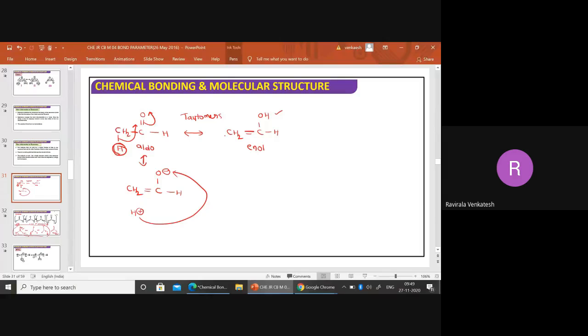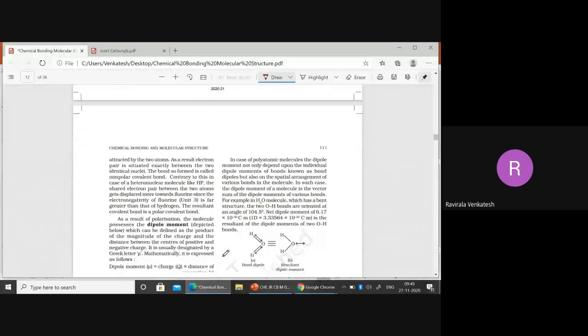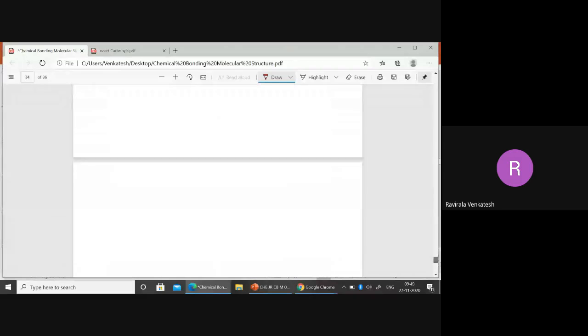So tautomers can be isolated. You can isolate the enol, you can isolate the aldo form. One will be 99.9% and the other 0.1% existence will be there actually. So tautomers can be isolated because you are changing the position of the atoms. So this is about the resonance structures. Now in the exercise, there are a number of questions.